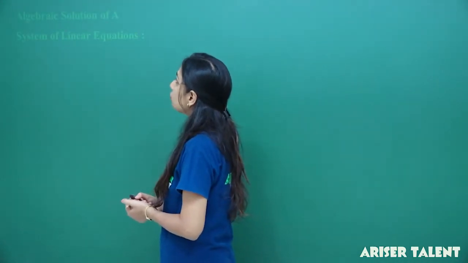Students, we are discussing a chapter which is linear equation in two variables. We have discussed in the previous session about the solutions that can be consistent or inconsistent, right? So, we'll be talking about our new topic here, which is algebraic solution for a system of linear equation.